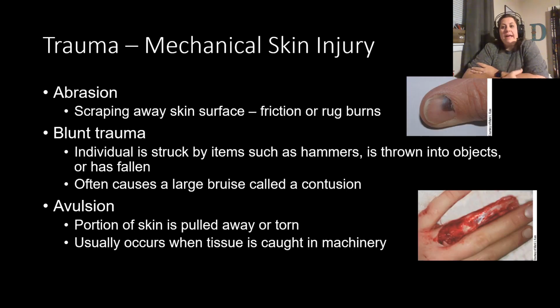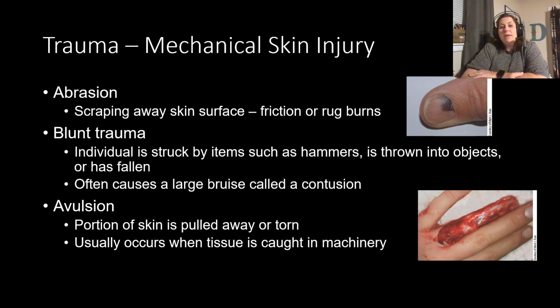All right, switching gears again, let's talk about some trauma that can happen to the skin. The first group we want to talk about are called mechanical traumas. These are going to be things like abrasions. Abrasions are scraping away the skin surface. This is friction, and what we call a rug burn or a carpet burn would be an abrasion.